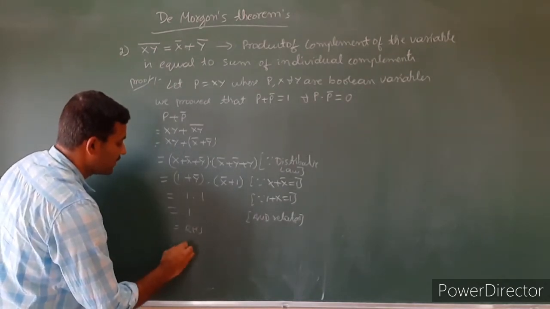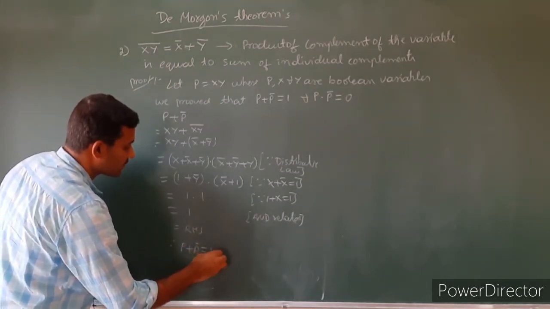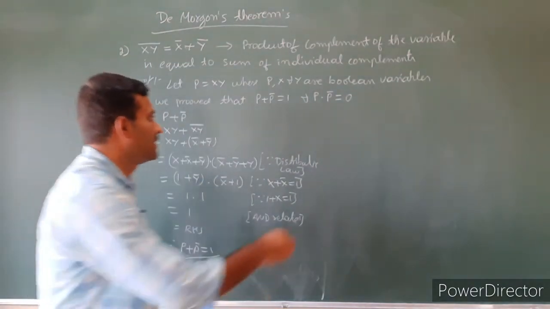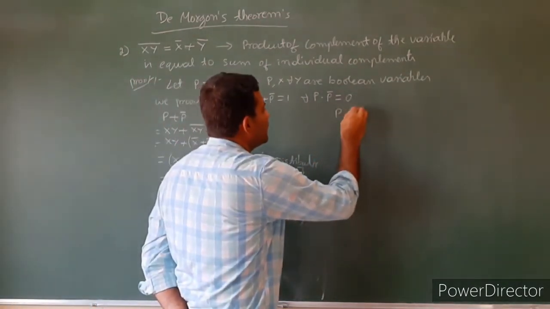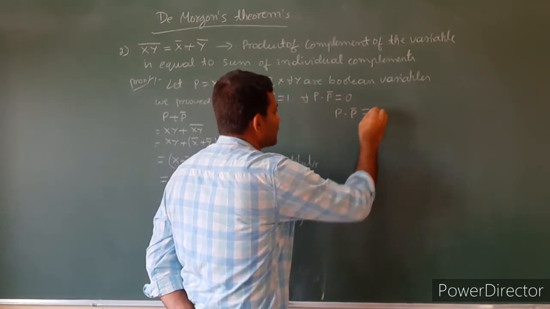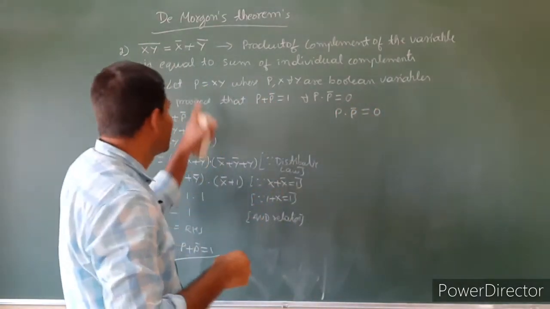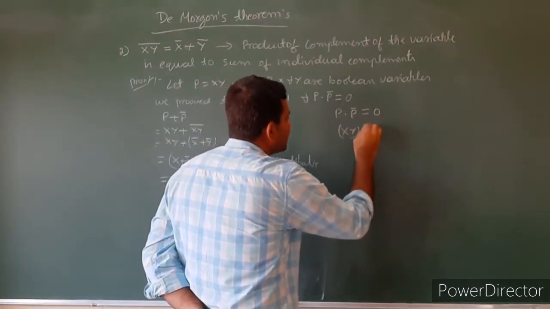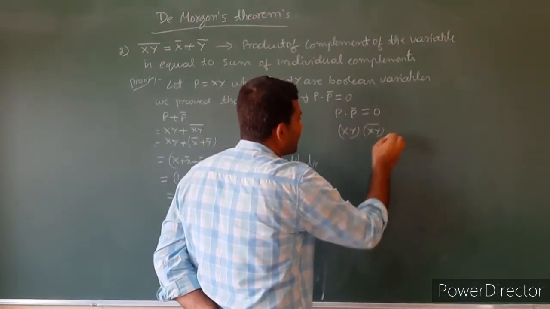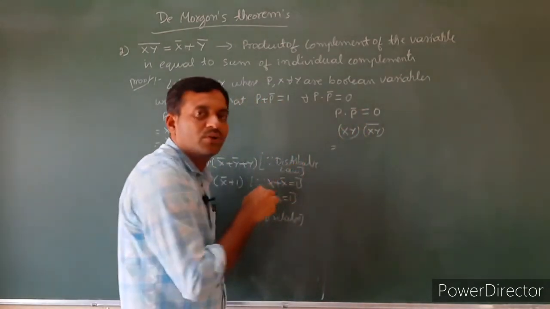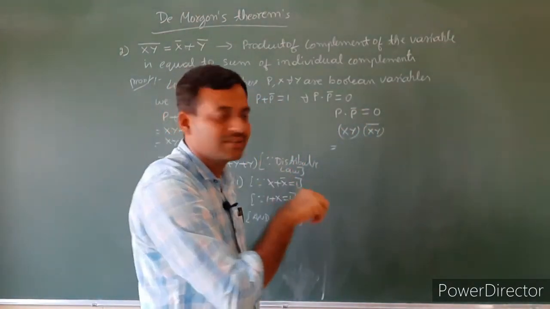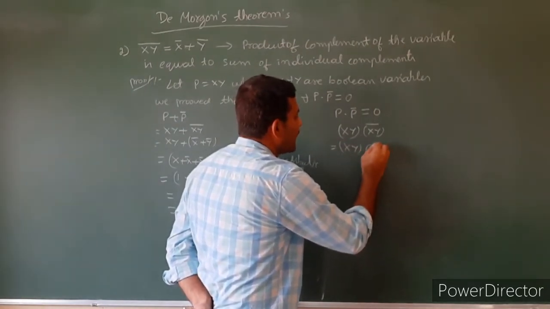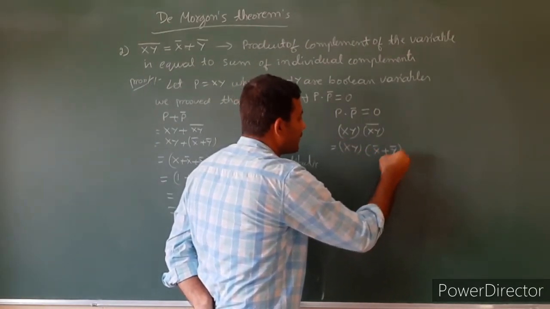Which is the right hand side? We have to prove that P plus P bar is equal to 1. Then consider P into P bar equal to 0. What is the value of P here? The P value is xy. Replace that, xy whole bar. But what is the value of xy whole bar? By De Morgan's second theorem, that is xy into x bar plus y bar.